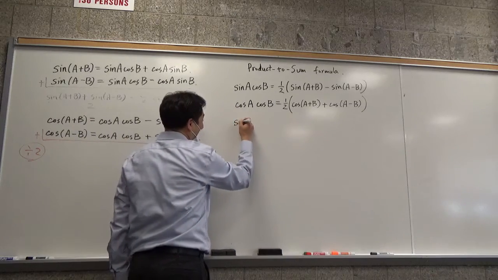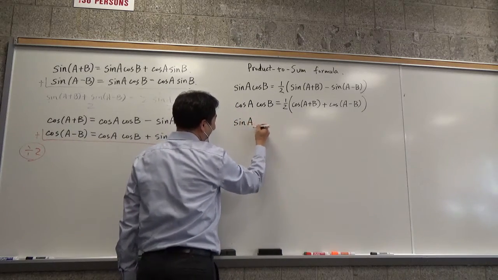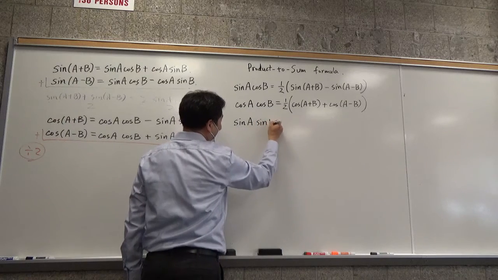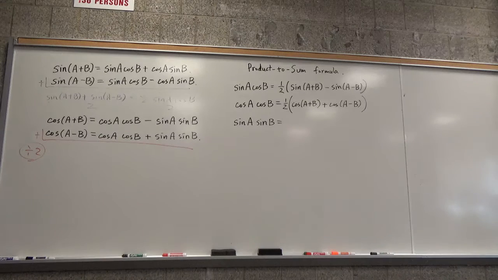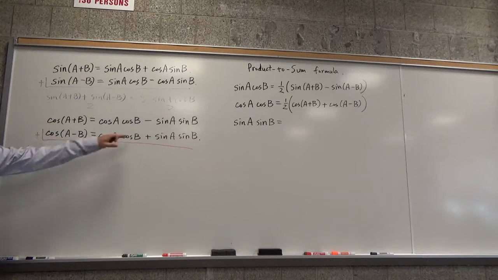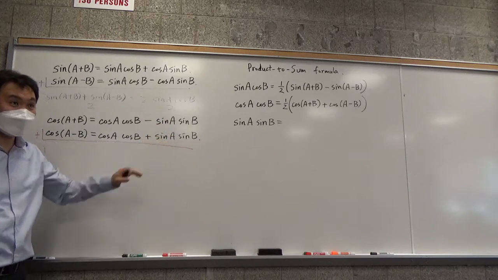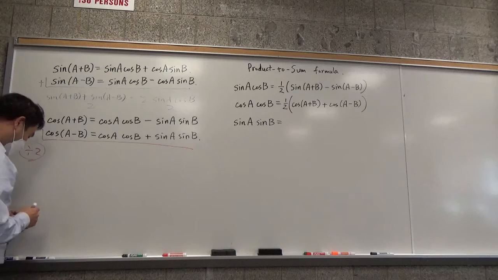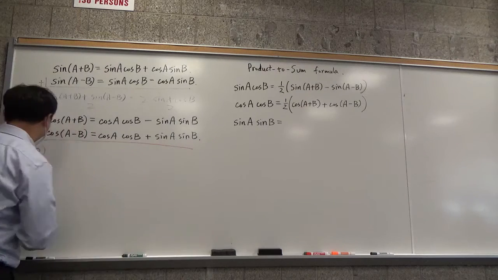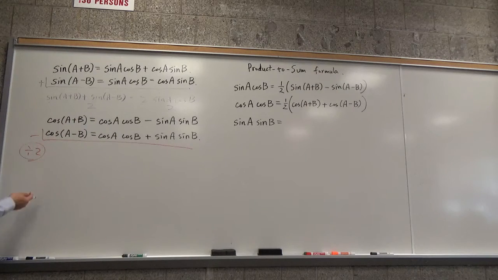Okay, that leaves us with the last possibility, sine A times sine B. What should we do? First, where do you see sine A times sine B? Here, right here, right? But if you add them, it cancels, so instead of adding, what should we do? Subtract. Good idea. So we're going to subtract instead, and we'll still divide by 2.